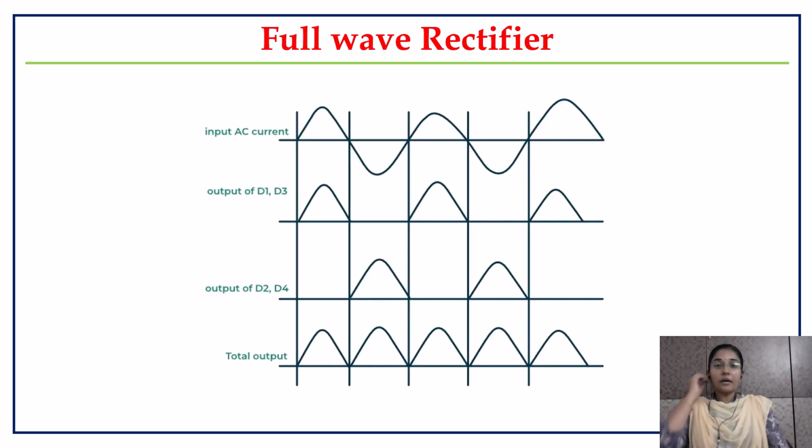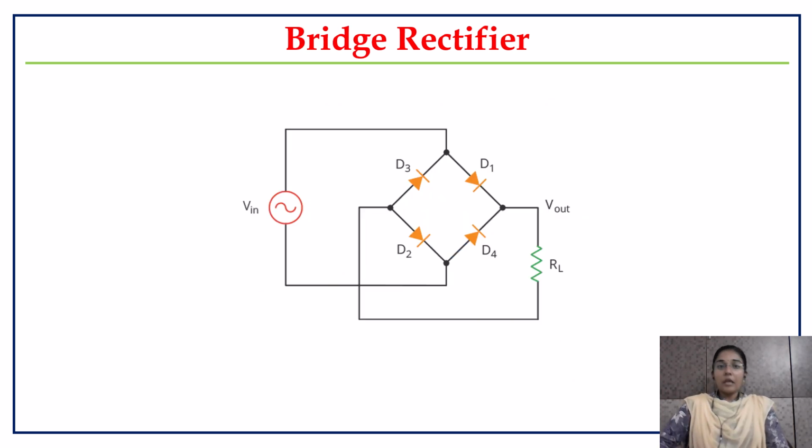So this is the full wave rectifier waveform. I am getting the output from diode D1, D2, and by combining, I am getting a single signal as the output. So this bridge rectifier is another type of full wave rectifier, but the reason why we are moving from a full wave rectifier to a bridge type full wave rectifier.